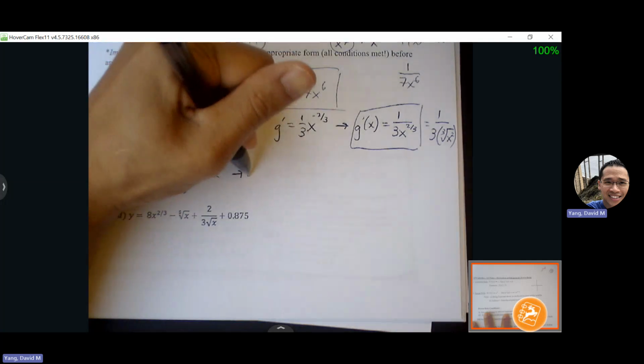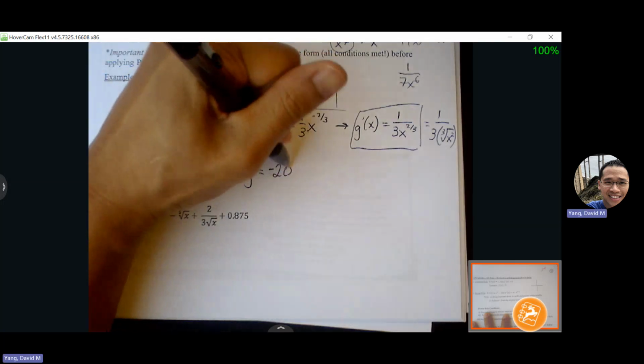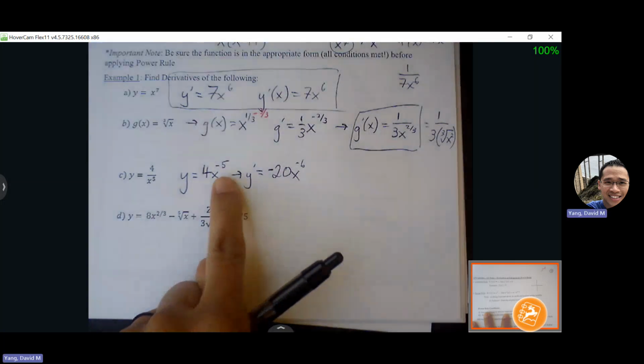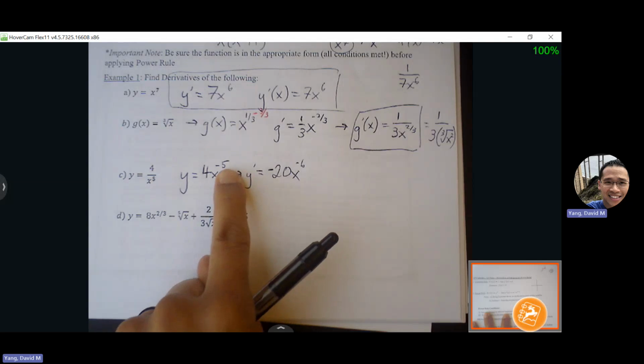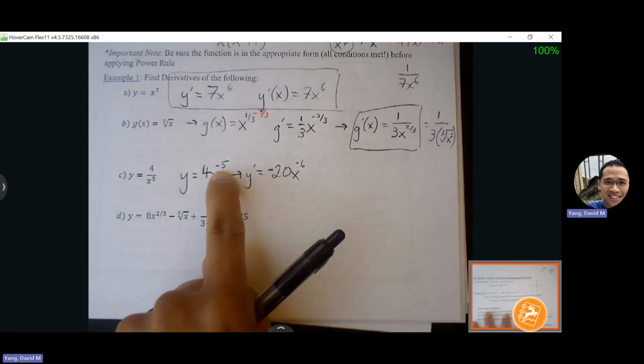Now let's find y prime. What's my coefficient? 20. And then my new exponent is -6. Make sure that we're subtracting 1 from -5. I think sometimes we get lost with negatives and we just do 5 minus 1, we make it 4. So just make sure that when you have a negative, your number is going to get even more negative.